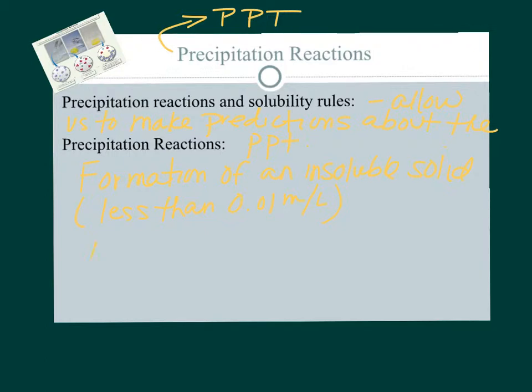An example of this would be AgNO3 aqueous plus NaCl aqueous, so silver nitrate and sodium chloride. And if I mix them in a test tube, I'm going to get a white precipitate, which is the formation of the silver chloride. And the clear liquid above it will be sodium nitrate.